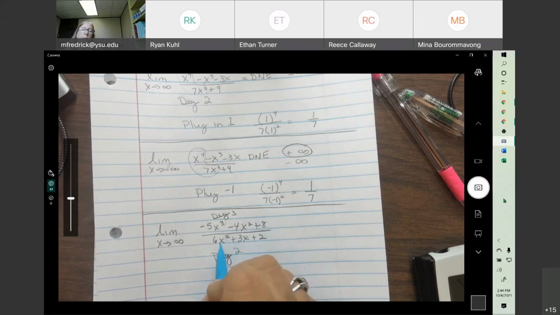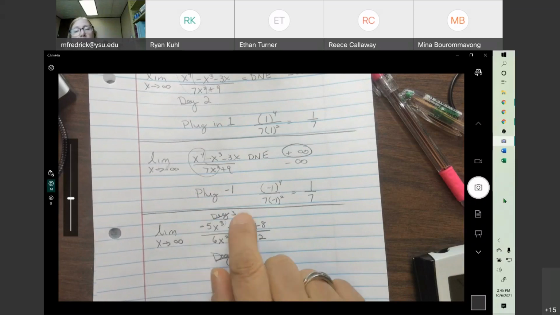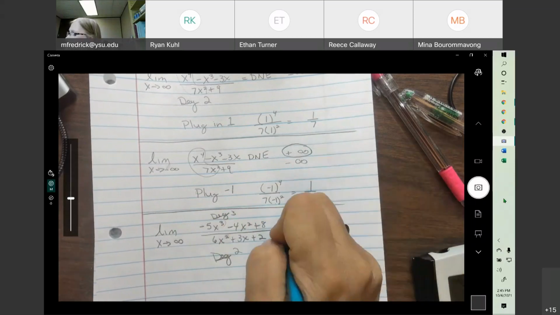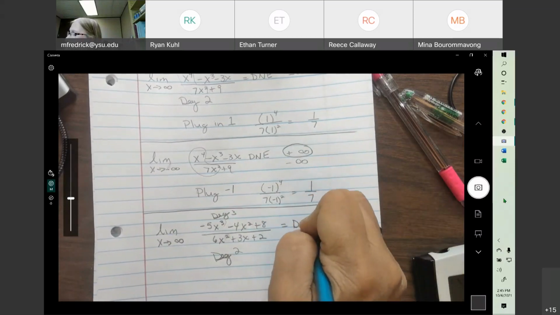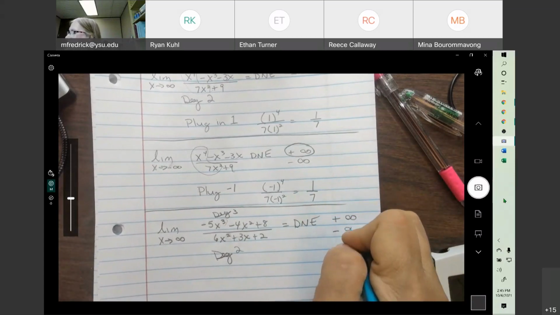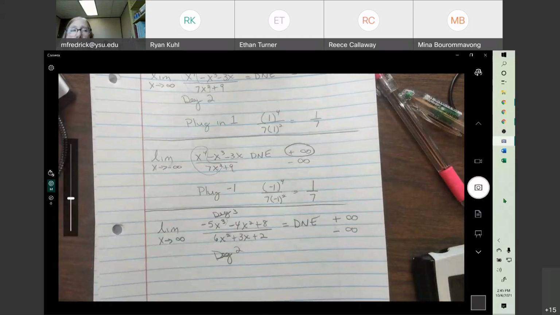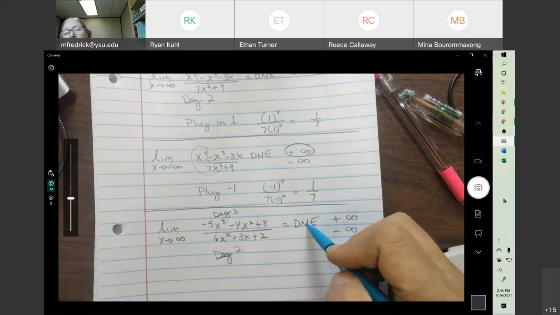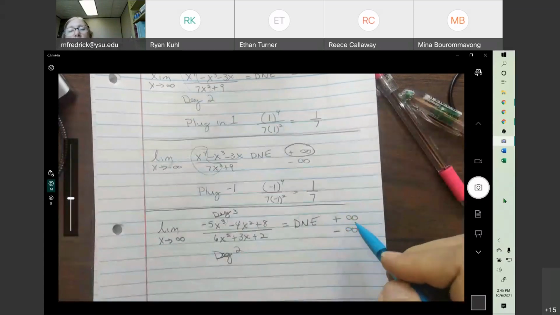Now be careful, sometimes they may not be in order. My math lab may move things around, but it's your largest exponent on the bottom and the largest on the top. In this case, the degree on the top is larger, so the limit does not exist. Now we need to decide if it's positive infinity or negative infinity. Any questions on that part? So the degree on the top is larger, does not exist, and we got to pick one.